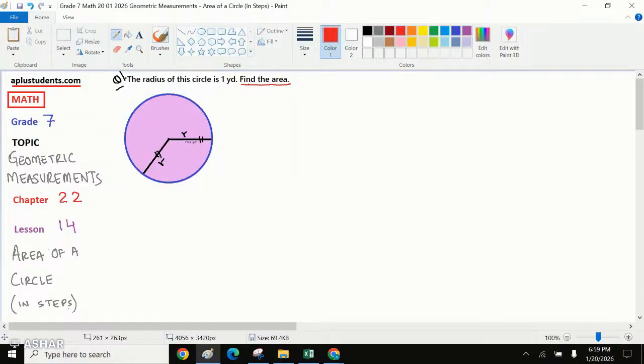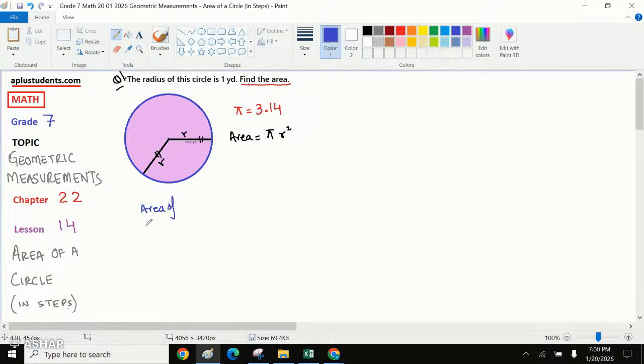So we need to remember that in order to find the area, we need to remember this value by heart. This would always be 3.14. The value of pi is always 3.14. Okay, and the formula for the area is always pi multiplied by the radius squared. So let's use these values to find the area of this circle, right?